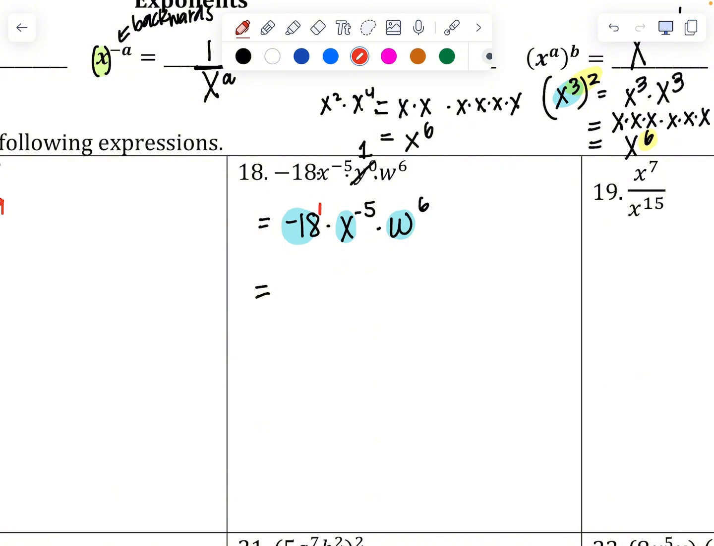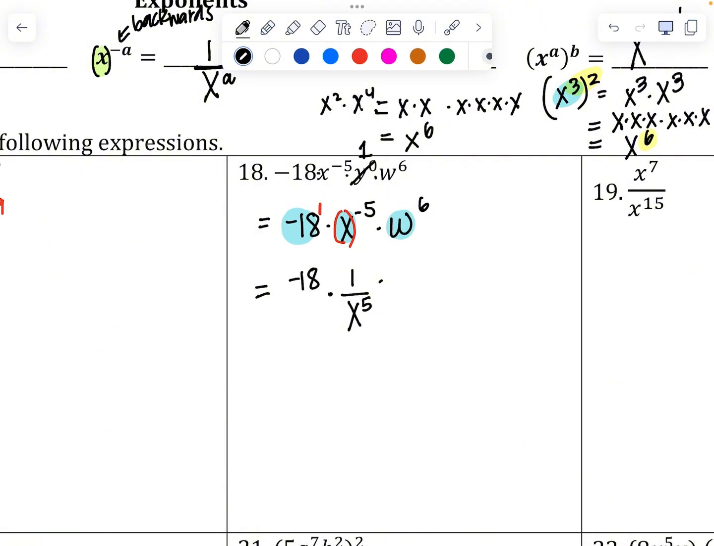That x is not multiplying by x, but dividing by x. So I know that this is represented as 1 over x, right? I multiply by 1 over x 5 times: 1 over x times 1 over x times 1 over x. And that's 1 over x to the power of 5.